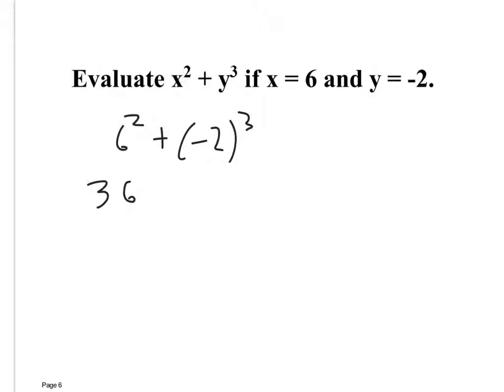Just like I said, students are going to make that mistake. It is not 6 times 2. If they want 6 times 2, they'd write it out. Right? There's 100 different ways of writing 6 times 2. Why would they make up another one? This is not 6 times 2. This is 6 to the 2nd power. This is 6 squared. That means there's 2 6's. Plus -2 cubed, which would be what, Camden?